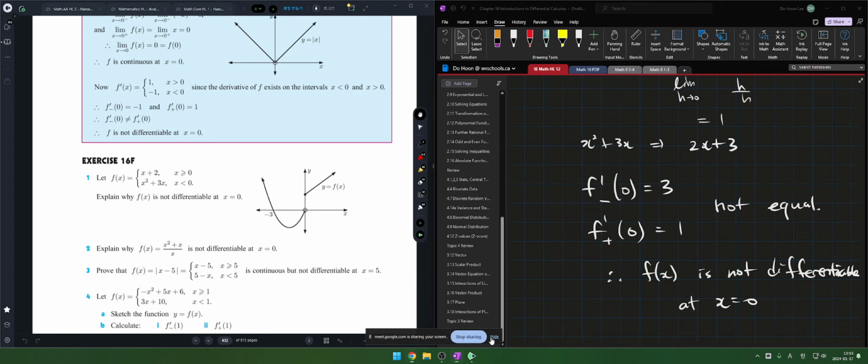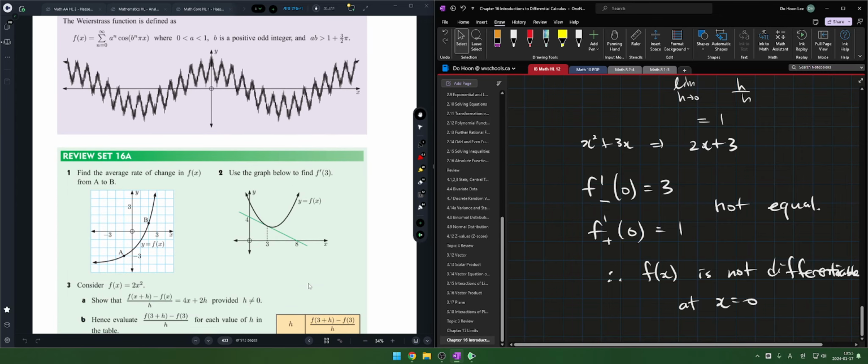Anyways, I think that concludes our chapter 16. So chapter 16 was just an introduction of differential calculus, the idea of what is differential. Differential calculus, or derivative, or the f prime, or dy over dx, all mean that visually we're finding the gradient of a tangent line. Also, we learned about when it is differential. Now we know the understanding of what differential calculus is.